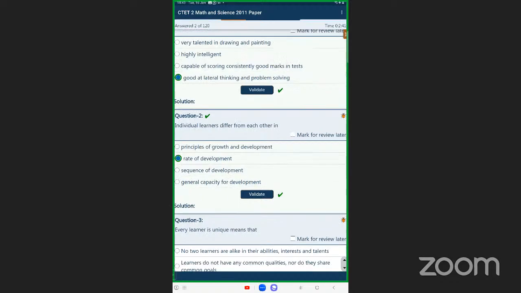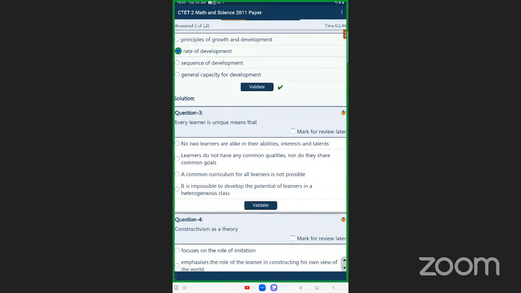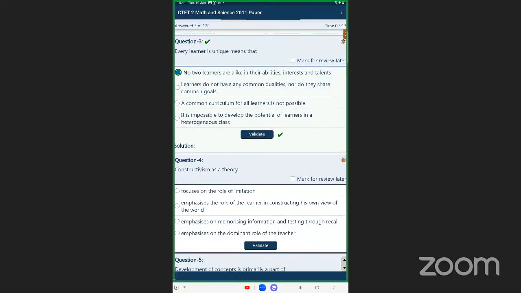Now the next one. Next question you see, every learner is unique means. What is the meaning of every learner is unique? What do you mean by every learner is unique? Can you tell me? So no two learners are alike in their abilities. Here they are saying no two learners are alike in their abilities, interests and traits. The correct option is option number A itself. So see students, all the answers are getting correct only. No answers are getting wrong.